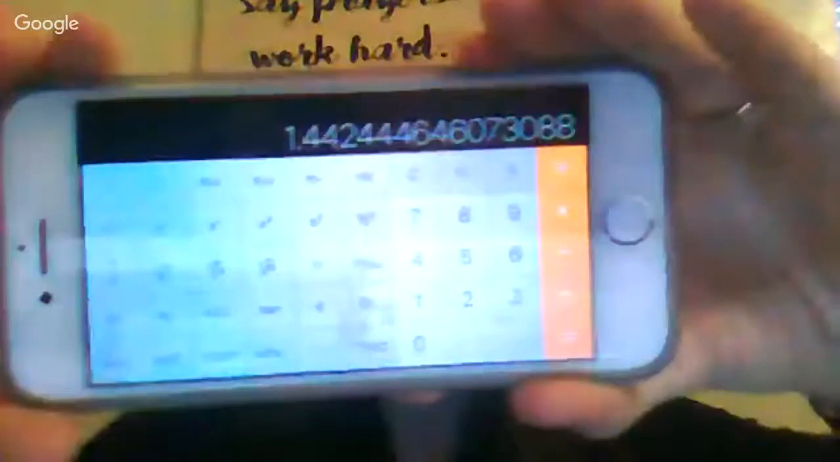Can you put your phone up to the camera so I can see it? Yeah. Oh, okay. So square root is going to have the square root and then x with the 2 by it. Oh, with the two. Okay, that's fine.